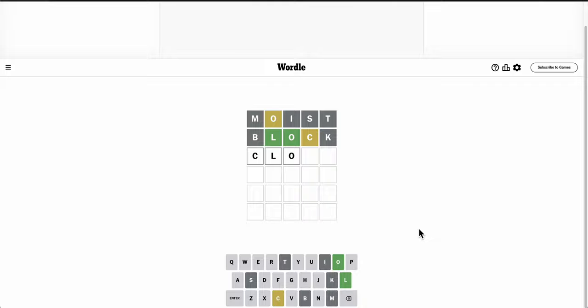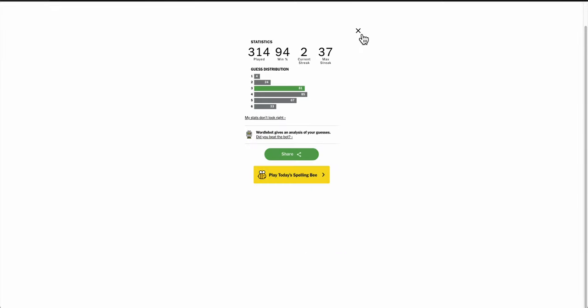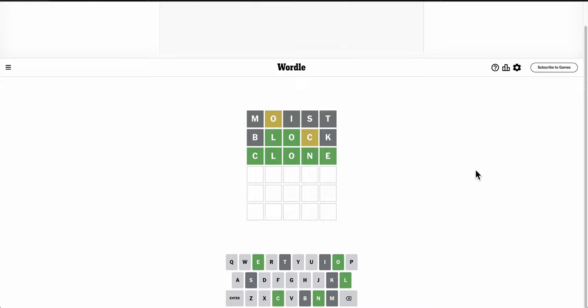Nearly. Clone would work. It can't be close because I've reused an S, and clone actually does work. I'll take it. Did not expect to get this in three, but cool.